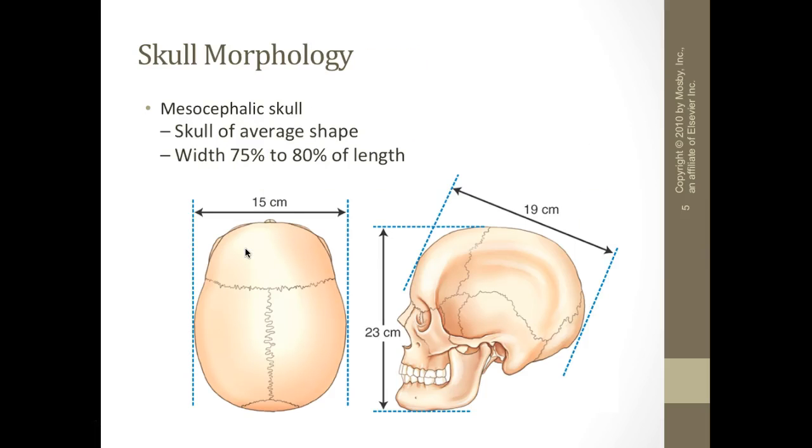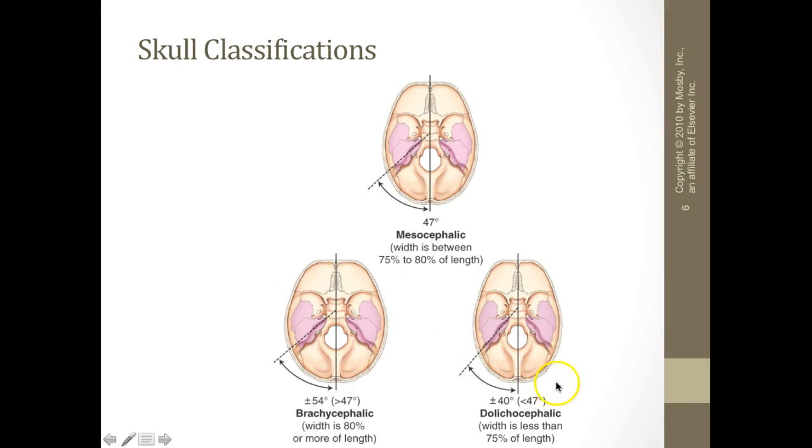So the mesocephalic skull, this is the average skull type, and the width is 75 to 80% of the length. So this is a typical skull. If we look at the different ones, if we go to the dolichocephalic here, you can see it's long and skinny, and we have a 40-degree angle from mid-sagittal plane, and we go into the mesocephalic, which is typical. Here, this is 75 to 80% of the length, and we're at a 47-degree angle with the petrous ridges. And we look here at the brachiocephalic, think "brachio" as wide, we have a 54-degree angle, so it's wider than it is long.